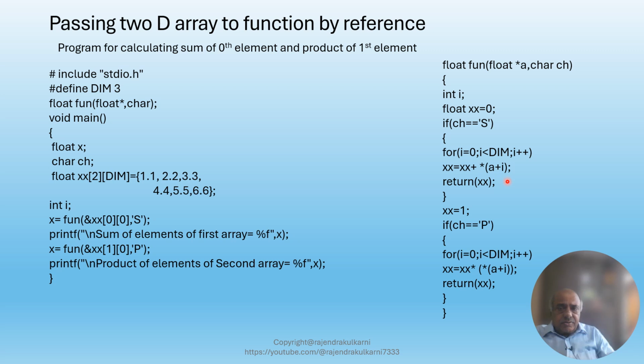With every incrementation of i, we get a new value which gets added into xx, and finally we get the summation of all the elements of the array number 0 of the 2D array xx. Similarly, in this if block, we get the product.